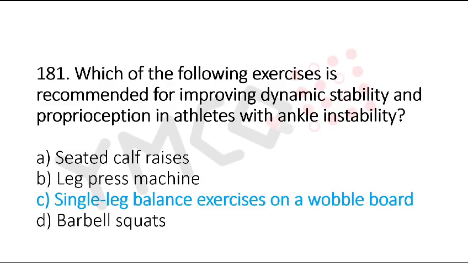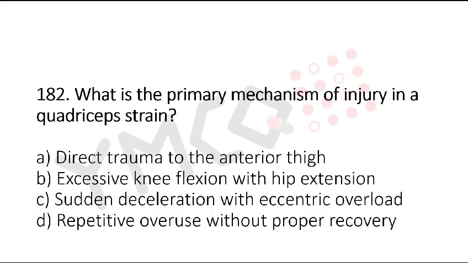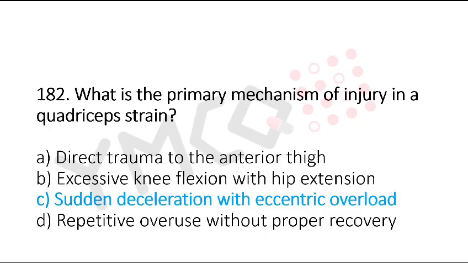Now let's move to question number 182. What is the primary mechanism of injury in quadriceps strain? Option A, direct trauma to the anterior thigh. Option B, excessive knee flexion with hip extension. Option C, sudden deceleration with eccentric overload. Option D, repetitive overuse without proper recovery. And the answer is option C, sudden deceleration with eccentric overload.